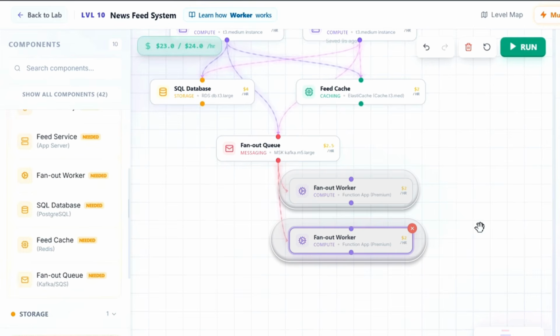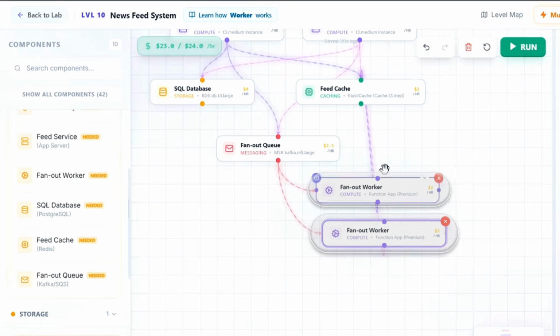This is exactly what the connection between the workers and the feed cache represents. So the workers are connected to the feed cache as well. This technique is known as fan-out on write. So instead of generating a user's feed every time they open the application, we proactively prepare their timeline as soon as new content is published.